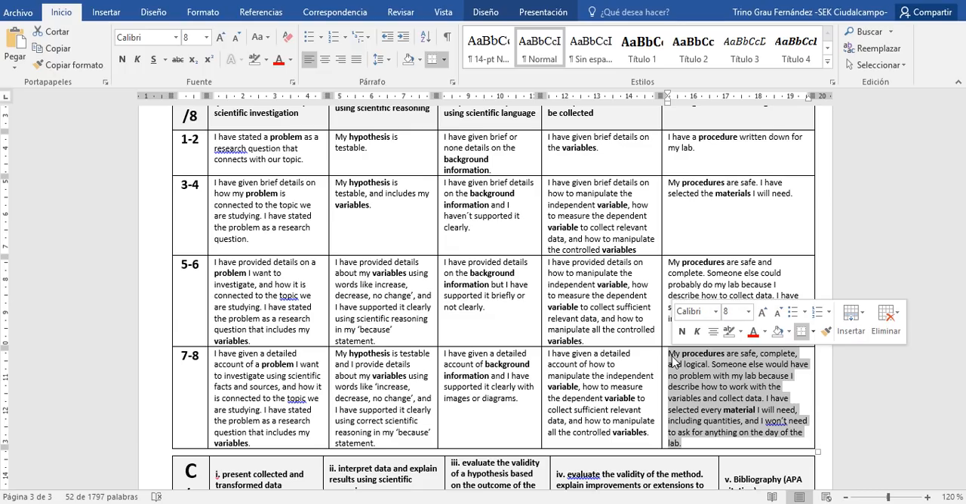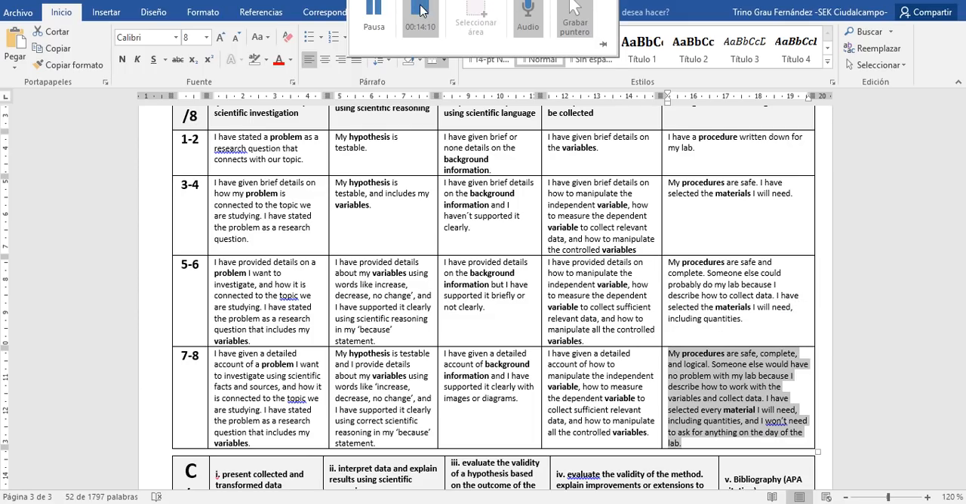So your procedure must be clear and well explained, so someone else could do it. So that will be the first part of the experiment.